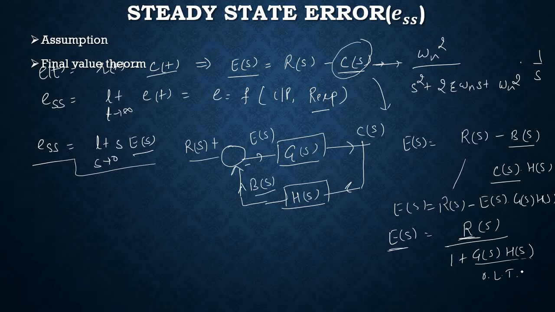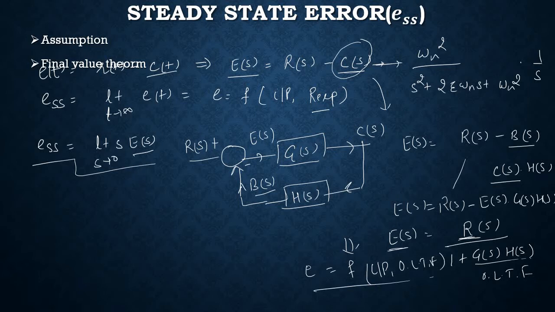So this is the open loop transfer function. So in this case we can say, when we use the final value theorem, our error becomes a function of the input and the open loop transfer function. We don't need to find out the response of the system.